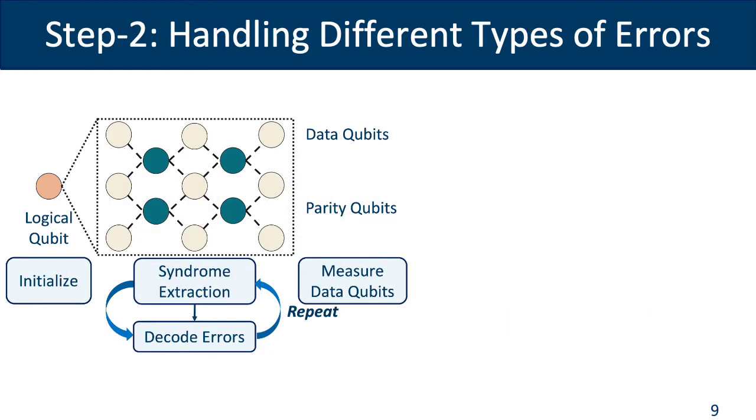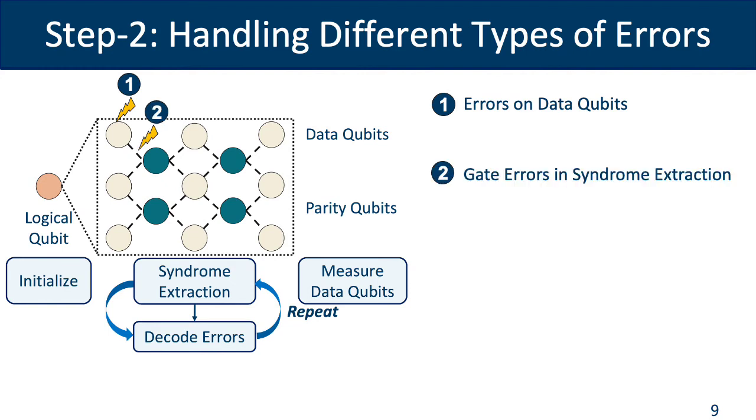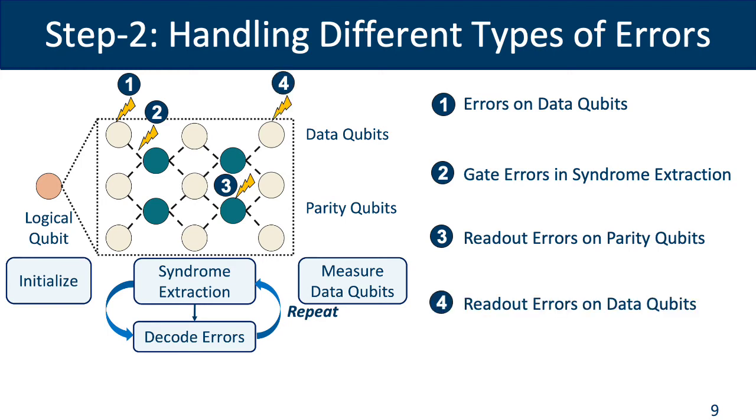Decoders must handle multiple sources of errors. To understand this, let's recollect the steps in quantum error correction. First, errors can accumulate on the data qubits. Second, syndrome extraction uses gate operations, and those gate operations can fail. Third, parity qubit measurements or the readout operations can fail. And finally, at the end, measurement of the data qubits can encounter errors as well. For high accuracy, a decoder must be able to tolerate all these errors. Now let's try to understand how these errors manifest and how LILLIPUT tackles them.